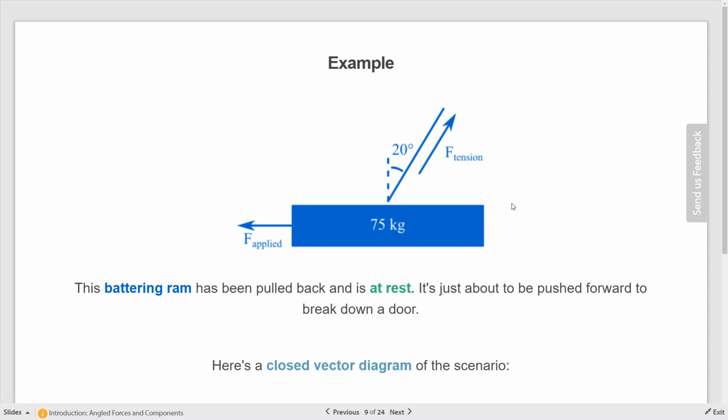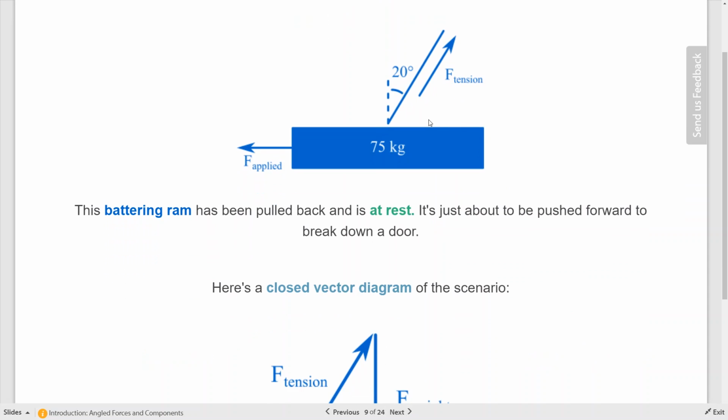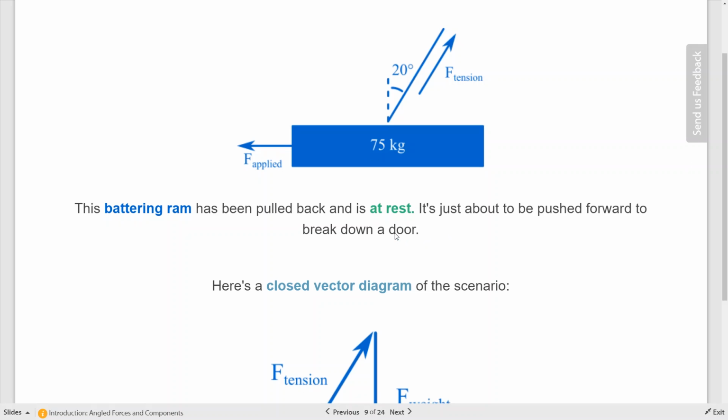So here's an example. This battering ram has been pulled back in this direction. So we're pulling back this battering ram. There's a wire attached to this weight here, and we pulled it back in this direction. So we pulled this wire from vertical to an angle, which is 20 degrees from the vertical, and we're pulling it back in this direction. We're holding it there, so therefore it's at rest. It's just about to be pushed forward, in this direction, to break down a door.